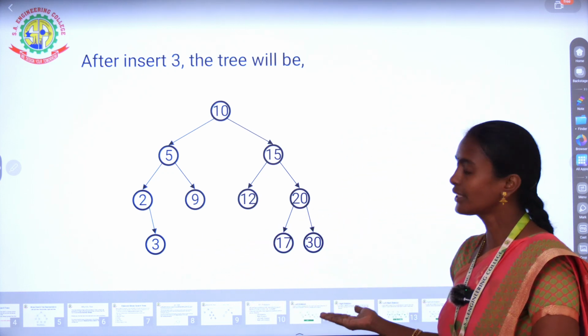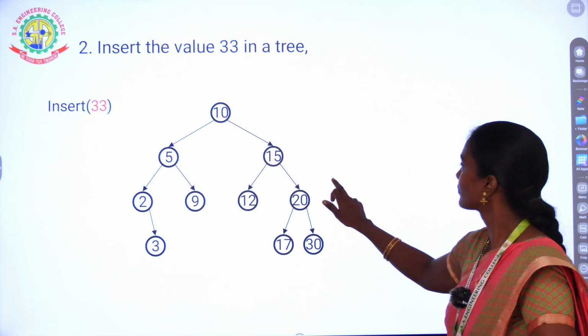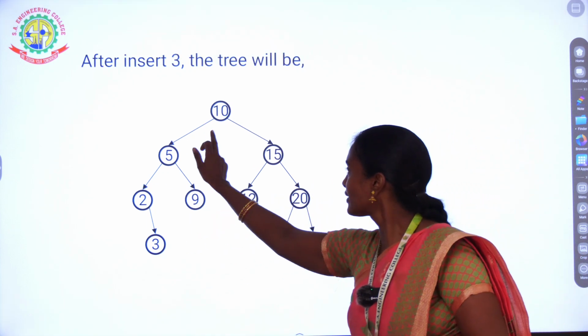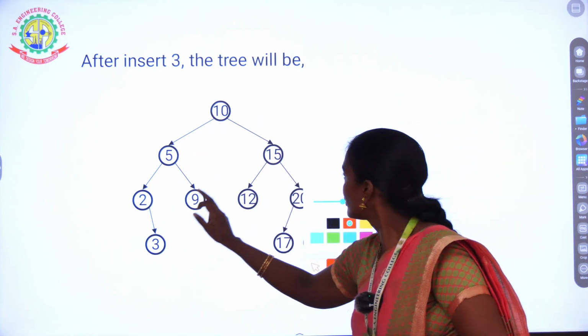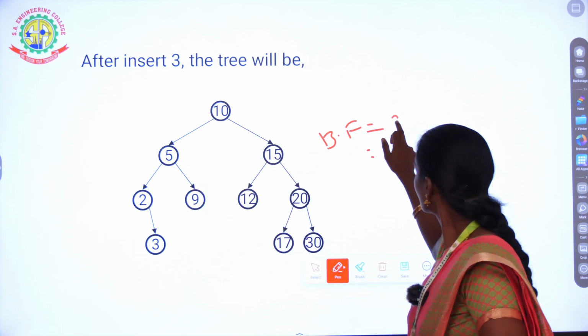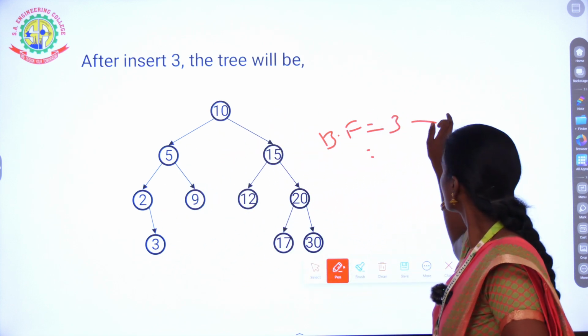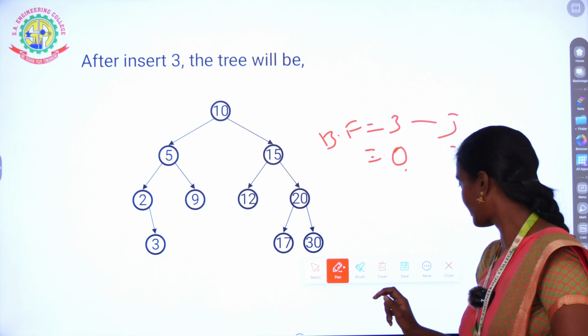After inserting the node, we have to check the balancing factor condition. To check the balancing factor of this tree node, the height of the left subtree is 3. Likewise, the right subtree is 3. We get the value 0, which satisfies the balancing factor.